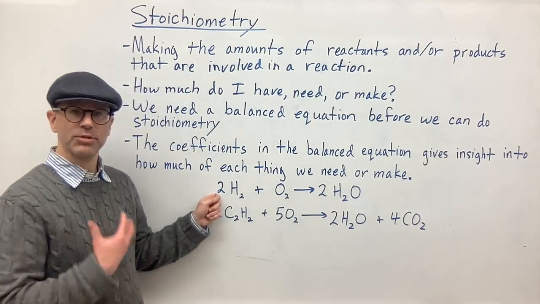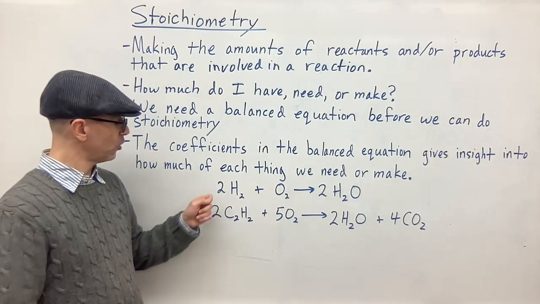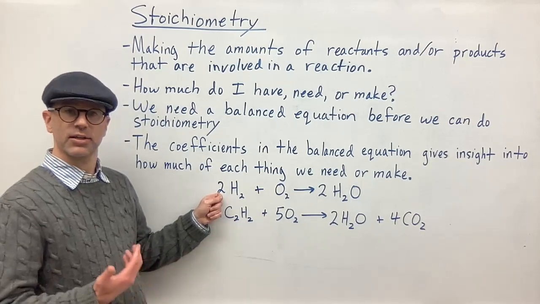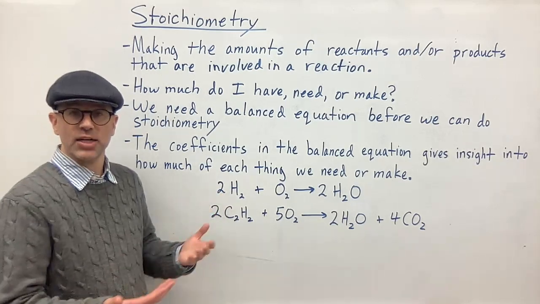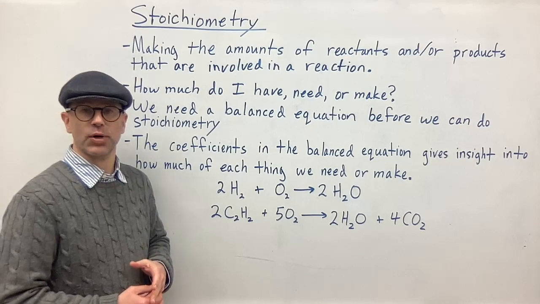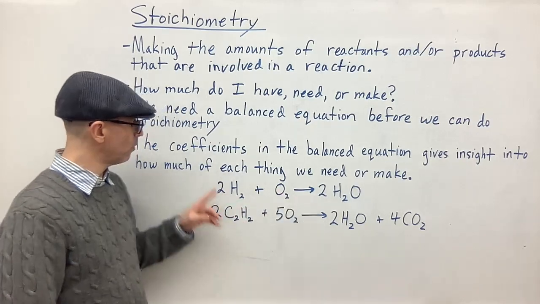So I'm just using the word dozen to represent the number 12, right? So 2 dozen is actually 24, right? So a mole is just a number. It's 6.02 times 10 to the 23rd. So I can use the coefficients to talk about moles.